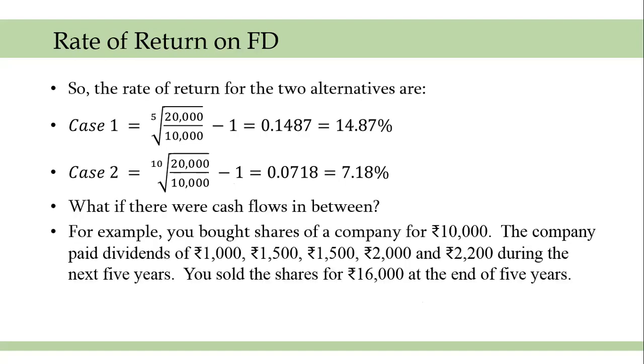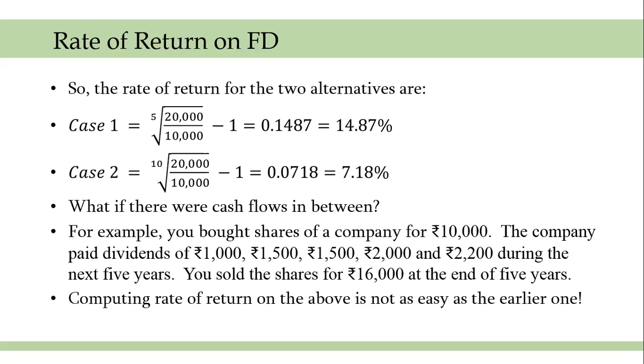What if there were cash flows in between? Let us take an example. You bought shares of a company for rupees 10,000. The company paid dividends of rupees 1,000, 1,500, 1,500, 2,000 and 2,200 during the next 5 years. You sold the shares for rupees 16,000 at the end of 5 years. Here you can see in between you are receiving some income in the form of dividends.